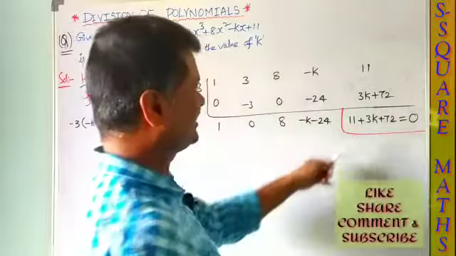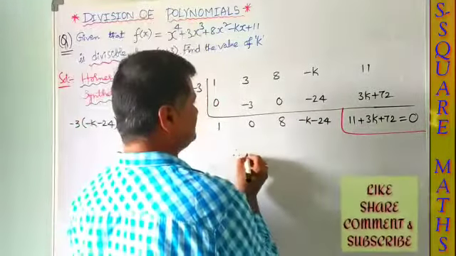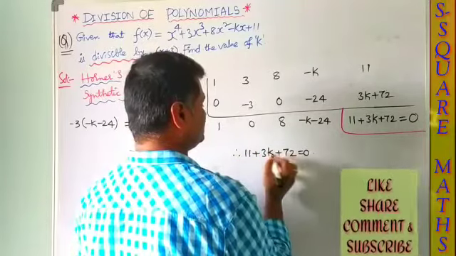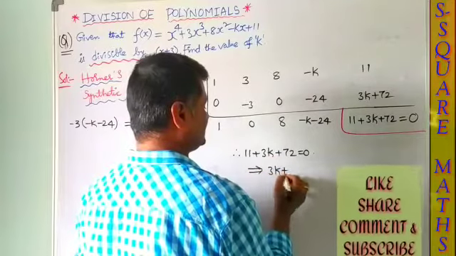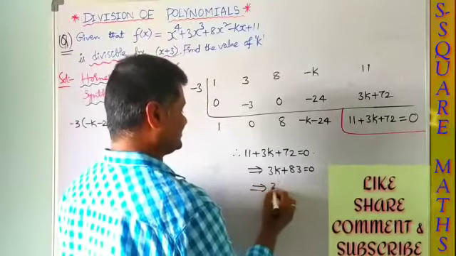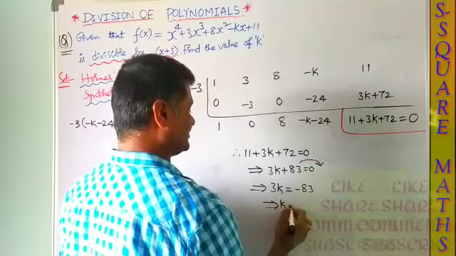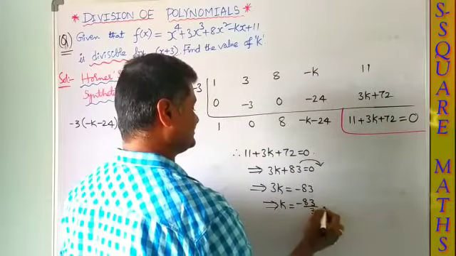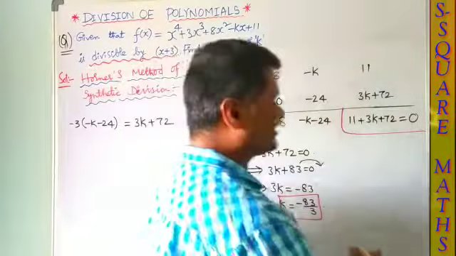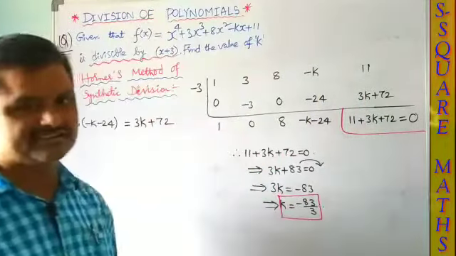So here if you observe carefully, this is a linear equation in one variable k. So therefore I can write now 11 plus 3k plus 72 is equal to 0. So 3k plus 83 is equal to 0. So nothing but 3k is equal to minus 83, which implies k value is nothing but minus 83 by 3. Therefore, by Horner's method of synthetic division also we got the same k value, minus 83 by 3.